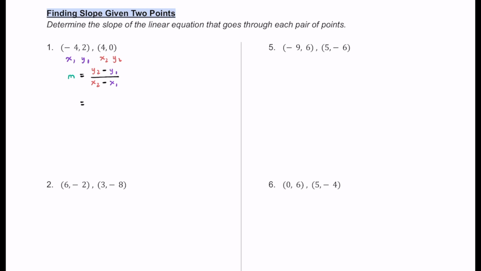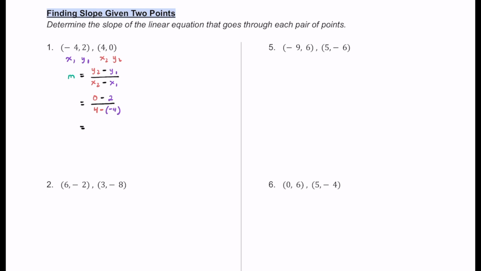So if we go ahead and say y2 is going to be 0, we're going to take 0 and then subtract this y1, which is going to be this 2, and then we're going to put that on top of x2 minus x1. Now x2 is equal to 4, and then it looks like this x1 is going to be this -4, so we're going to take away -4.